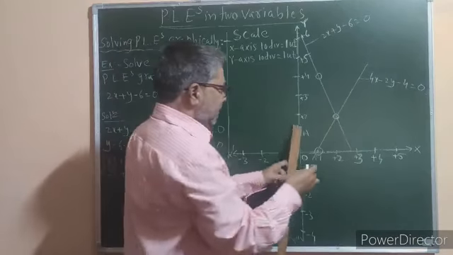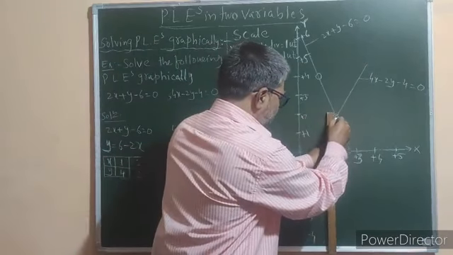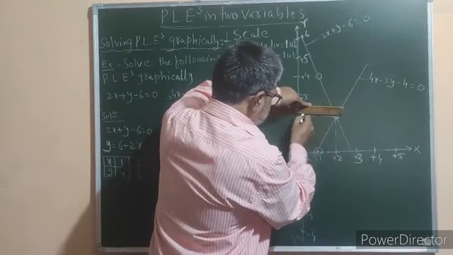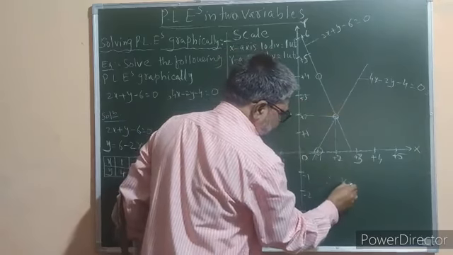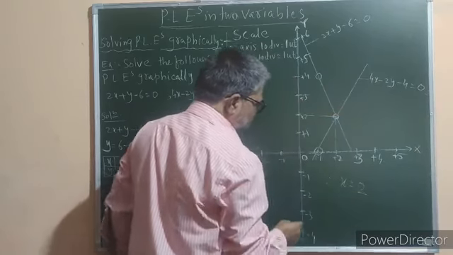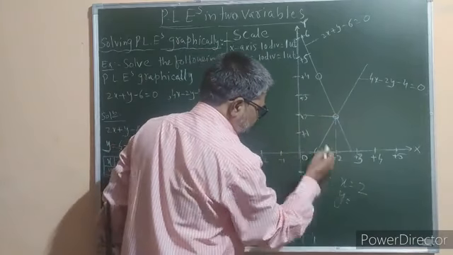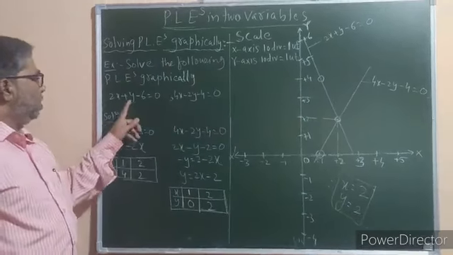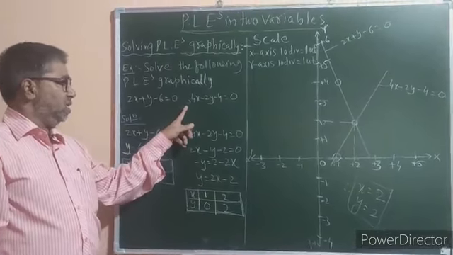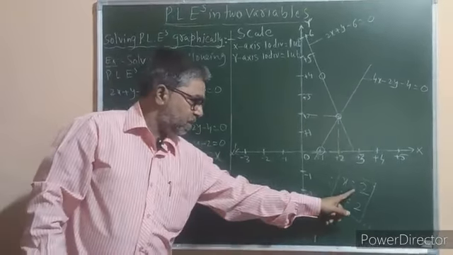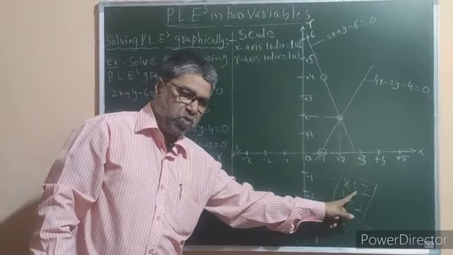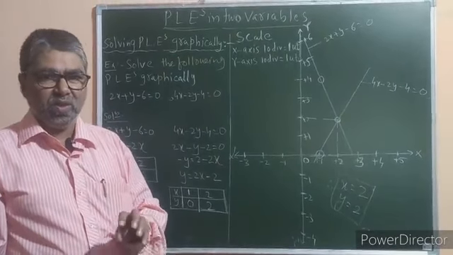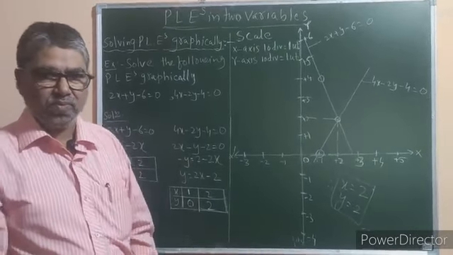These two lines are intersecting at a point. Draw two perpendiculars, one on x-axis and the other on y-axis. Okay, therefore write the values. The value of x is 2 and the value of y is also 2 in this particular example. So the solution set for these equations is 2 and 2, or x is equal to 2 and y is equal to 2. So this is the second example of today's video.